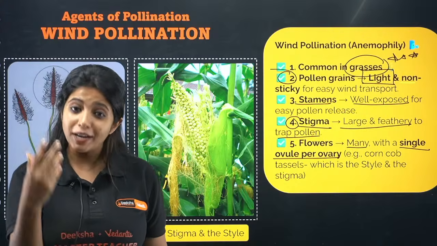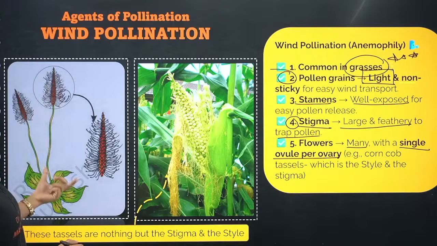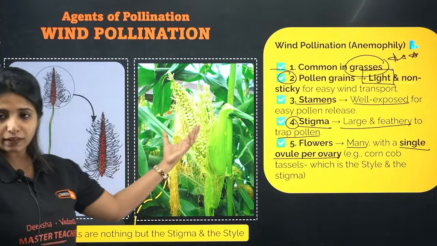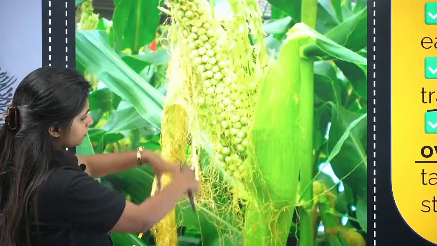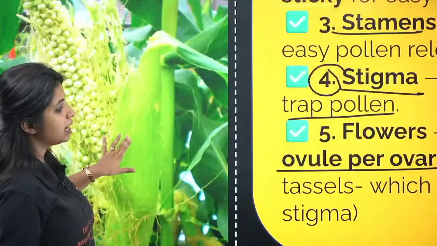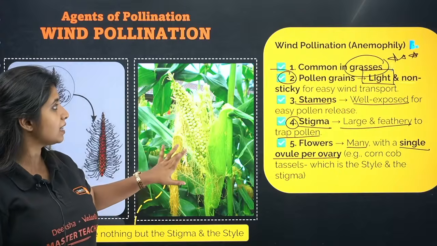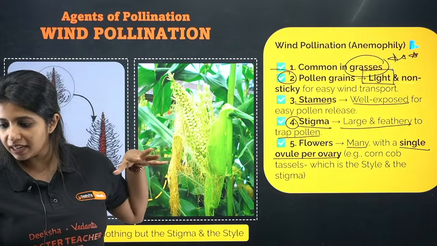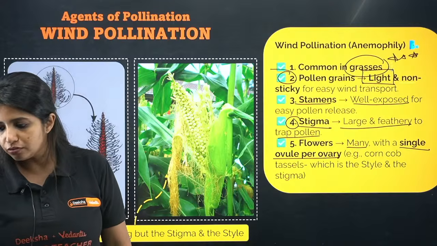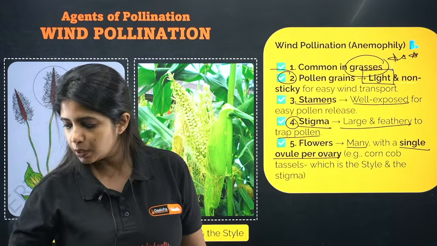The second thing that you might miss is the corn cob. The picture is given in your NCERT, and it looks something like this. The tassels that you see over here, the thread-like thing, is actually the style and the stigma. It looks feathery, so it is very important for you to remember it. Don't forget it. It's important. Now I'll just sum it up.